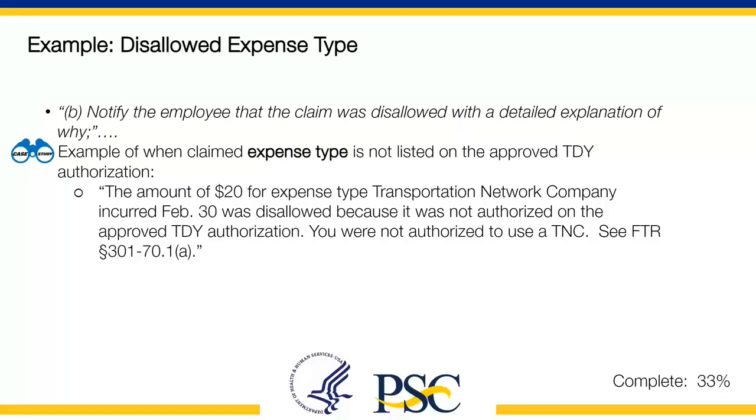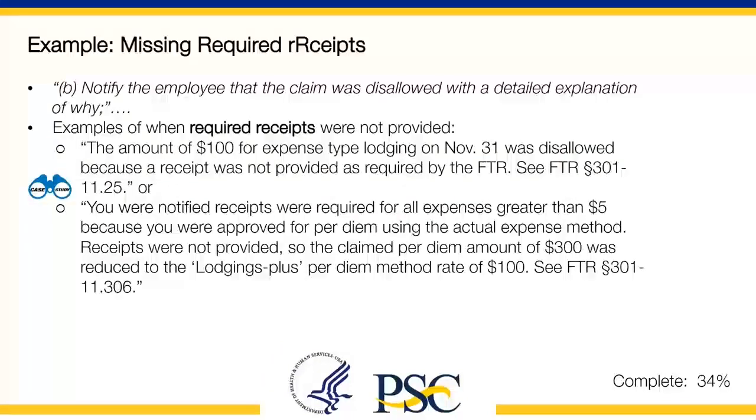Example of when the claimed expense type is not listed on the approved TDY authorization. The amount of $20 for expense type transportation network company incurred February 30 was disallowed because it was not authorized on the approved TDY authorization. You were not authorized to use a TNC. CFTR Section 301-70.1a.